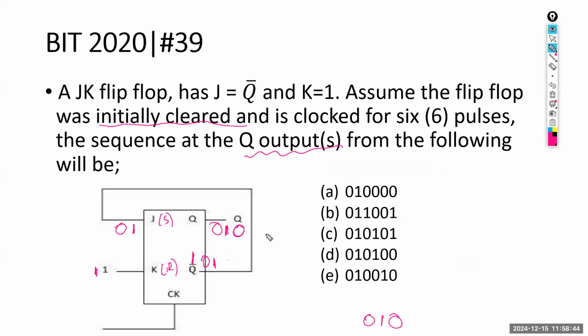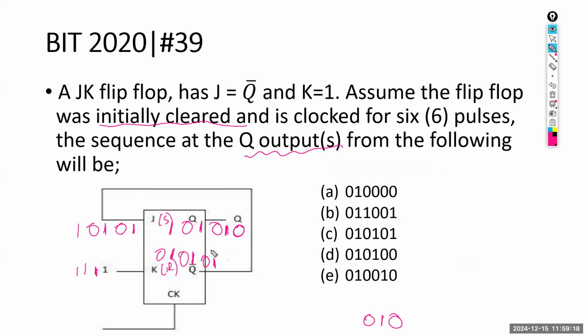And this one is fed here. Now again 1, 1. It's toggle. Toggle means this is 1, this is 0. And this 0 is fed here. 0, 1. It is again reset. Reset means this is 1, this is 0. And this one is fed here. Again 1, 1. Because this is always 1. Toggle. That means this is 0, this is 1.